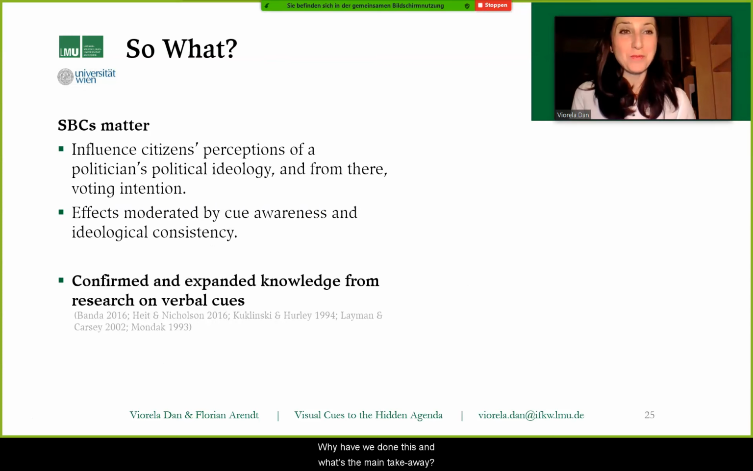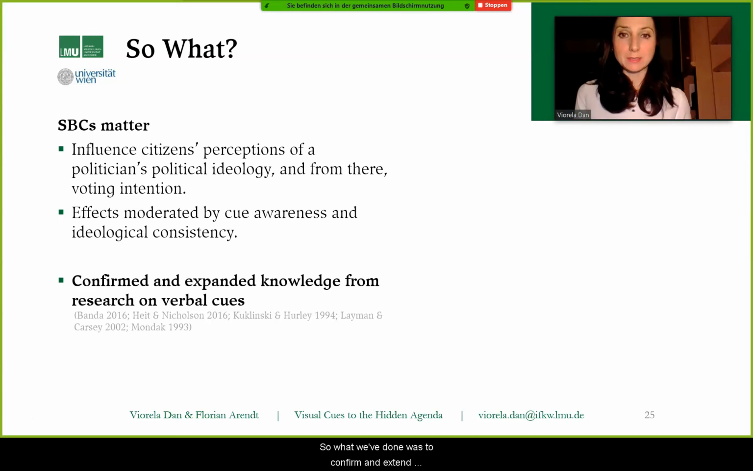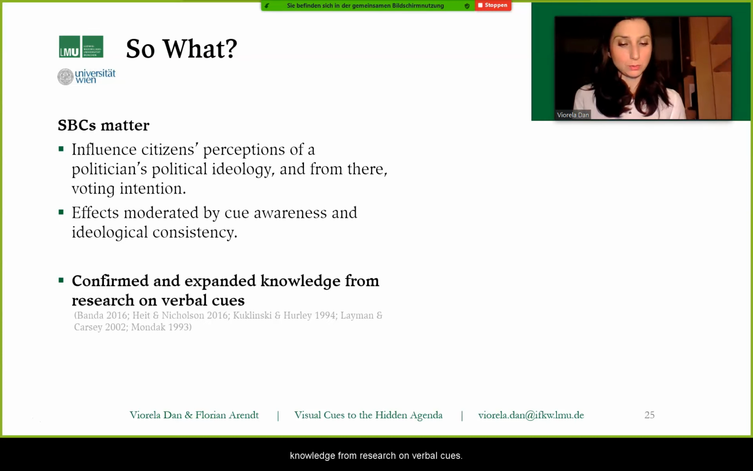Okay, so what? Why have we done this, and what's the main takeaway? We believe to be the first ones to have provided evidence that subtle backdrop cues actually matter. They influence citizens' perceptions of political ideology, and from there on, voting intention. Remember, however, that these effects are moderated by cue awareness and ideological consistency. So what we've done was to confirm and expand knowledge from research on verbal cues.